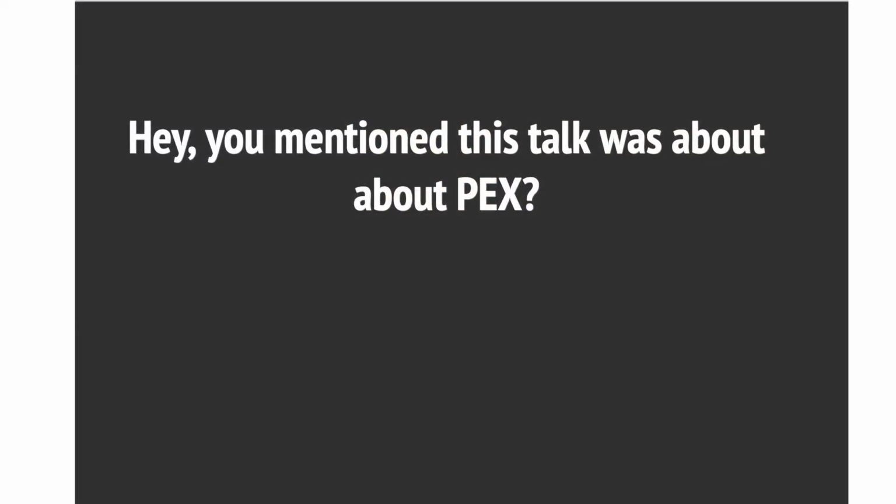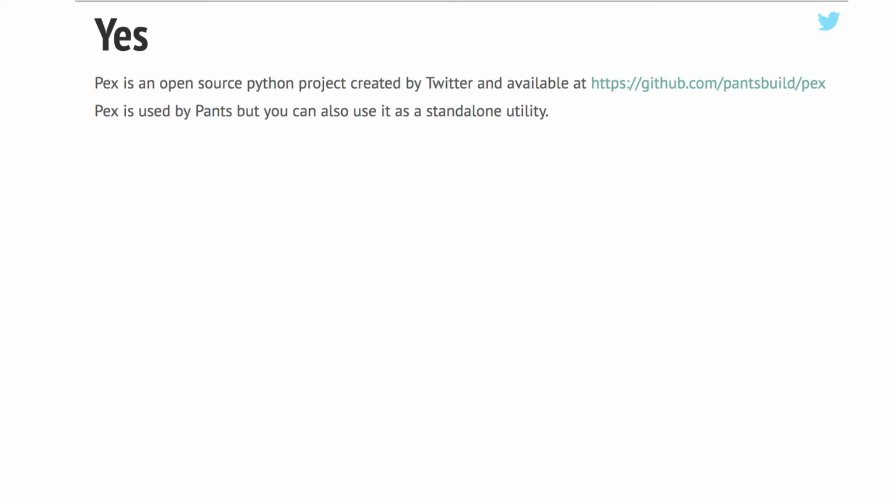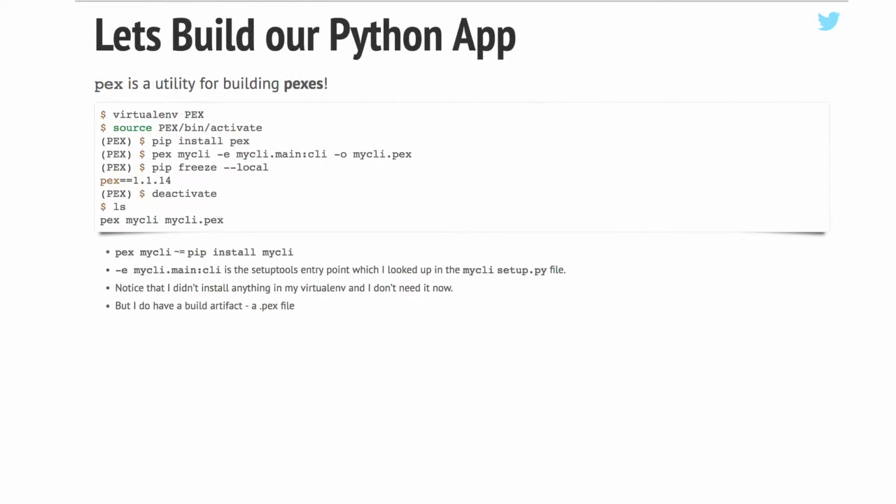So I said PEX. There was going to be something about PEX here. PEX is an open source Python project. It's created by Twitter. It's available at github.com/pantsbuild/pex. Pants uses PEX, and there've been some Pants talks. But you can also use PEX as a standalone utility, and I think it's super useful, and people should know about it. PEX is a utility for building PEXs.